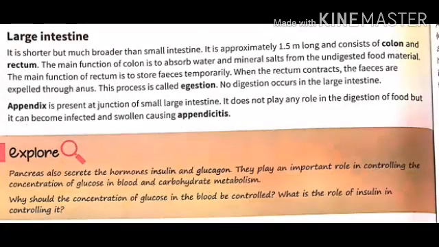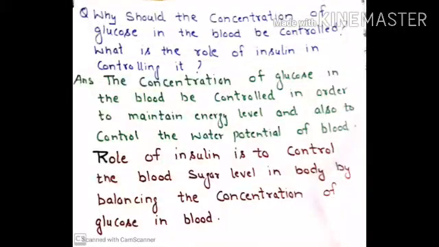Now here is one question for you. Why should the concentration of glucose in the blood be controlled? And what is the role of insulin in controlling it? Actually, the concentration of glucose in the blood must be controlled in order to maintain energy level and also to control the water potential of blood. The role of insulin is to control the blood sugar level in the body by balancing the concentration of glucose in blood.